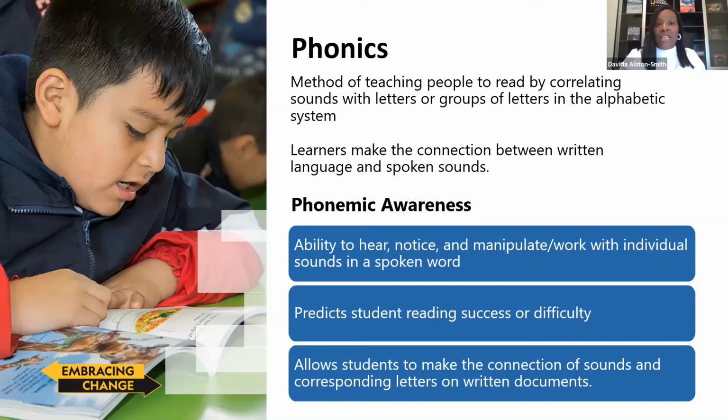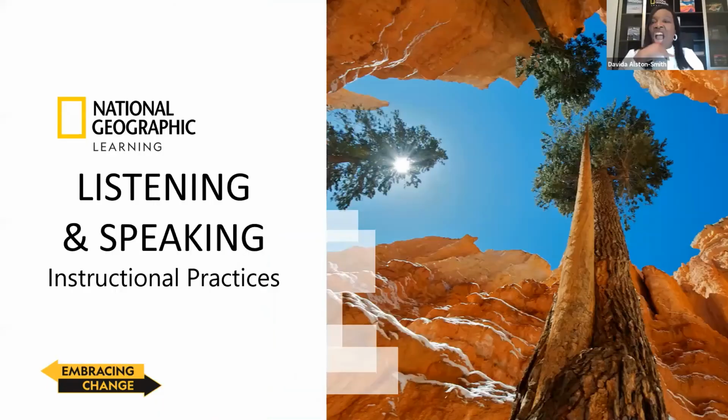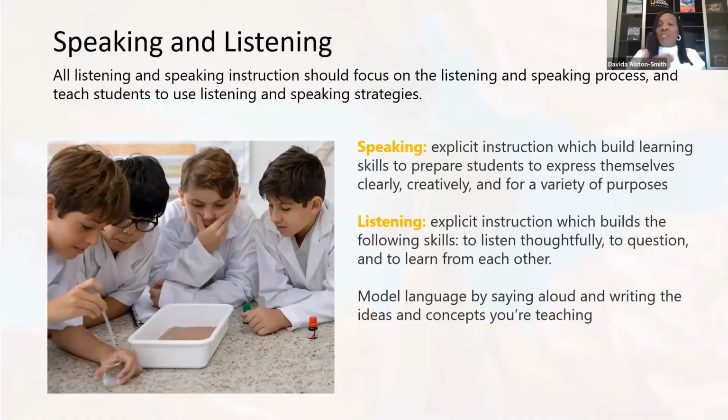And then the last piece is looking at our speaking and listening. So in a balanced literacy classroom, we have to have opportunities where students are building their listening skills and their speaking skills. So that explicit instruction builds skills to prepare students to express themselves clearly, creatively, and for a variety of purposes. It also allows opportunities for students to dialogue, to question, to video themselves, to hear themselves speak as they're acquiring English language. And then those listening skills too, so that students listen, are able to question, and are able to learn from others through developing their listening skills.